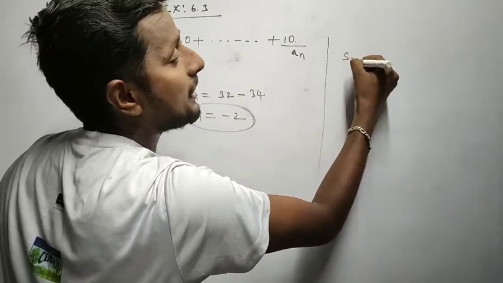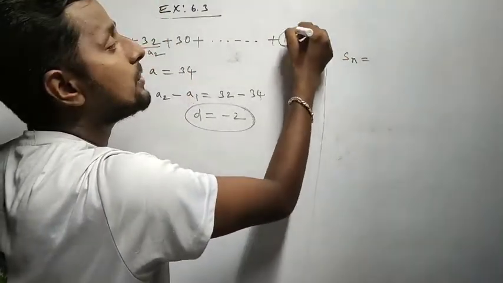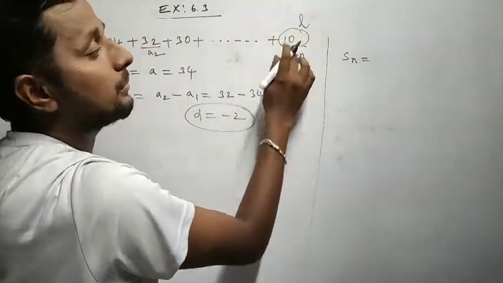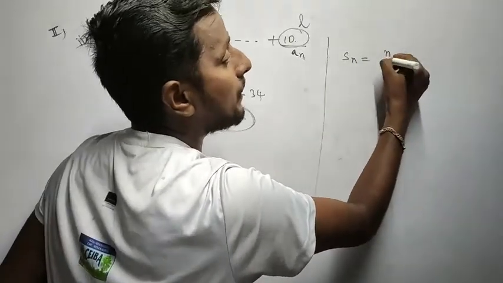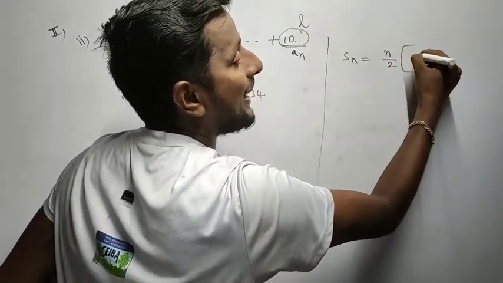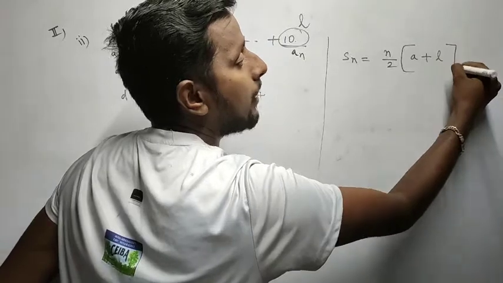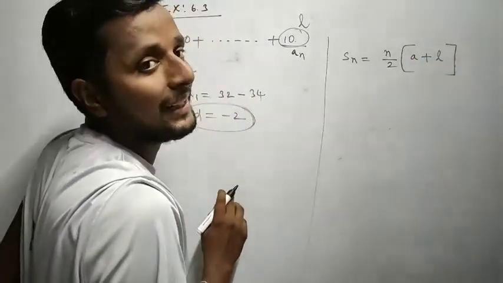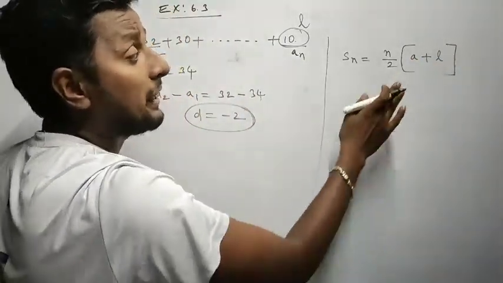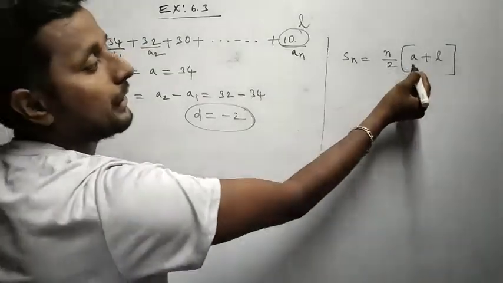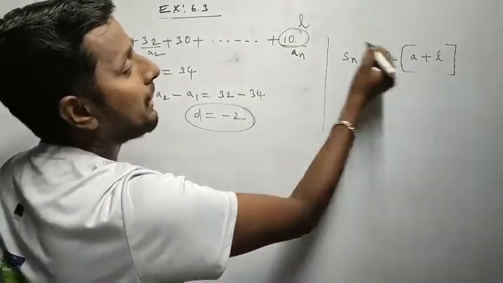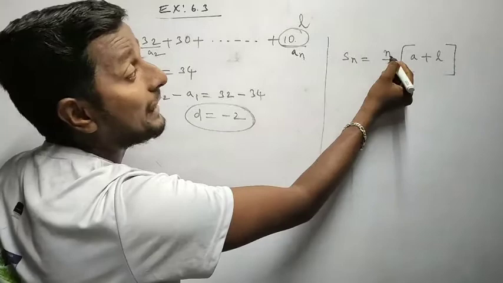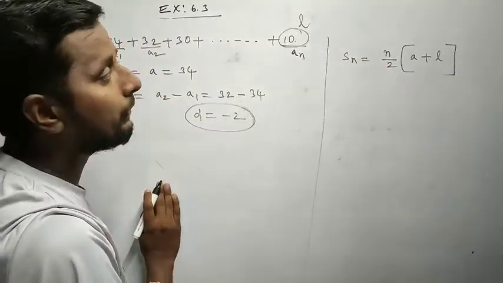Now look at Sn is equal to, now you know what the last term is, correct? So you can use this formula, n by 2 of a plus l, or in the place of l you can write an, the nth term also. But here, my children, a value we know, the first term, l value we know, the last term, but we have to know n value also. How do you get n value?